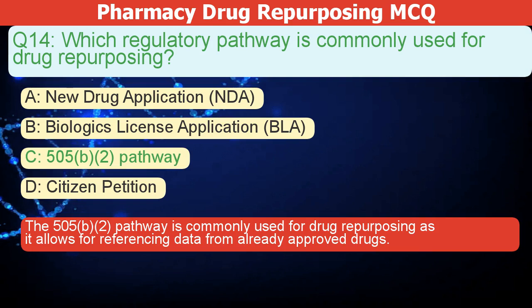The 505(b)(2) pathway is commonly used for drug repurposing, as it allows referencing data from already approved drugs.